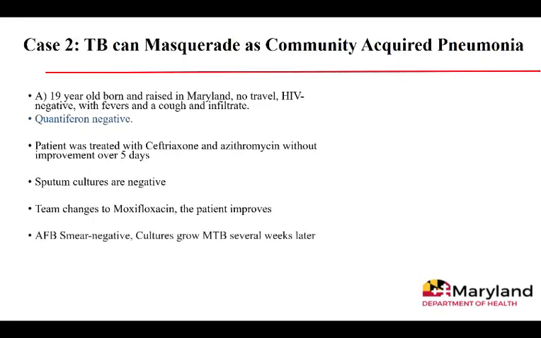Given her unresponsiveness to initial therapy, the team did consider the potential for tuberculosis as an etiology and sent sputum for smear microscopy and mycobacterial culture. The smears were negative, but the cultures did eventually grow Mycobacterium tuberculosis. Whole genome sequencing was conducted and found that this was the same genotype as that found in the prior quote-unquote homeless cluster that I mentioned previously.